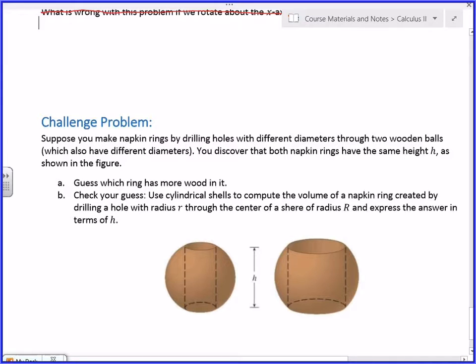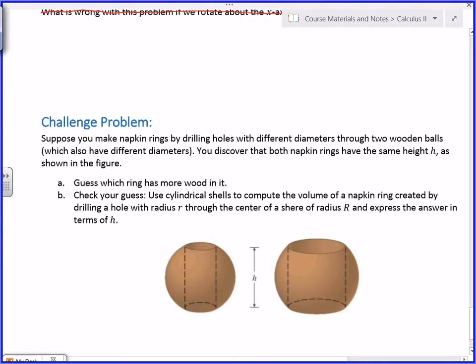What they did was they took a sphere and they just drilled a hole through the sphere. And they did this for two different rings. It just so happened that the spheres were different diameters, or different radii, and the size of the hole was different, but it was done in such a way that the height ended up being the same. And so the question is, which one of those two rings has more wood in it? And so you guess. Then you go back and you calculate using cylindrical shells.